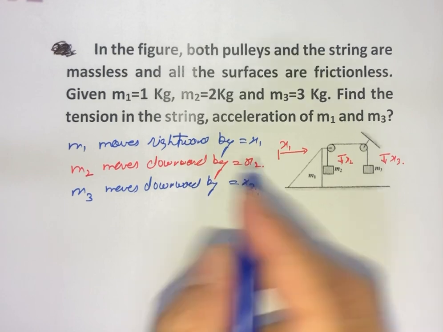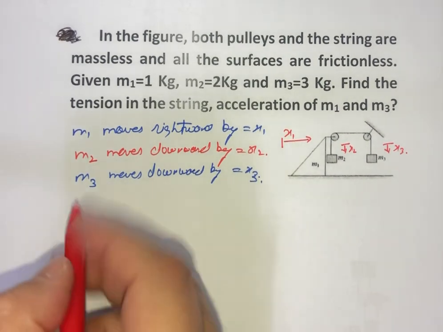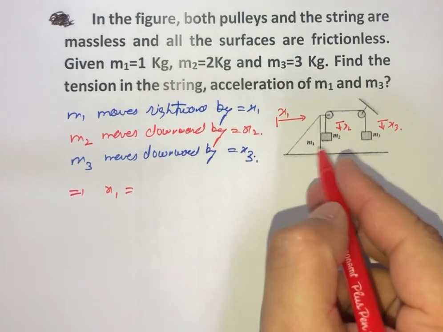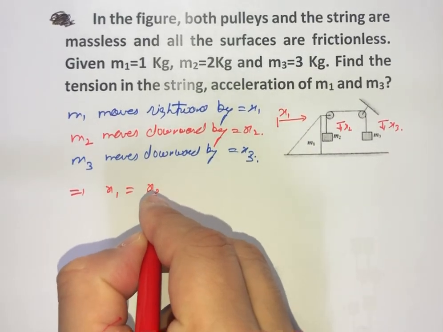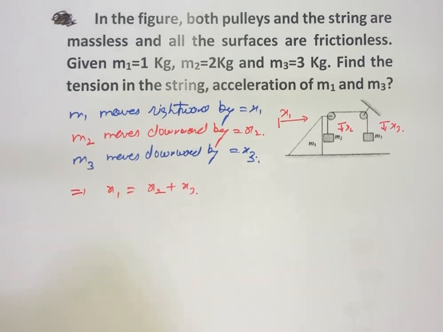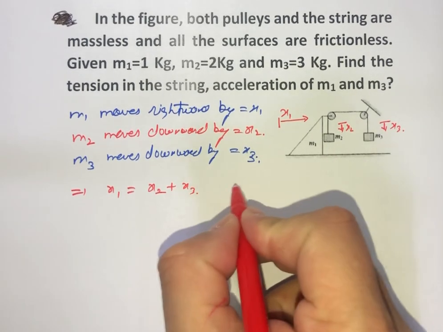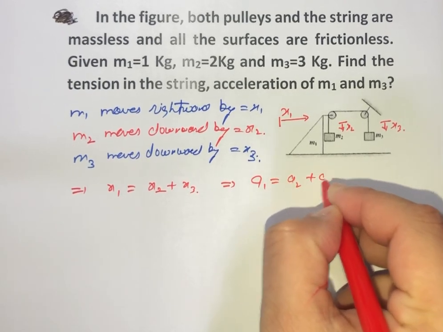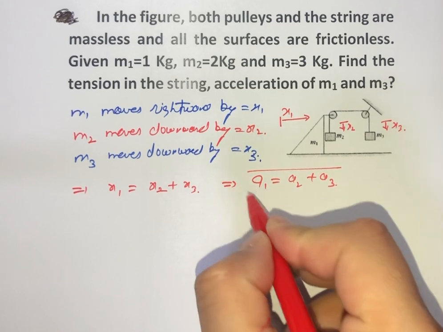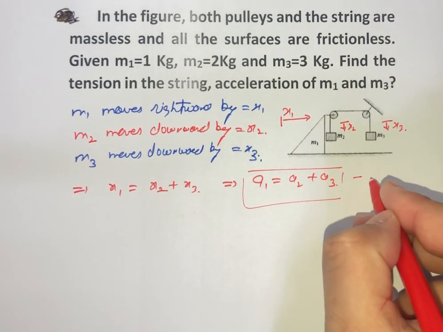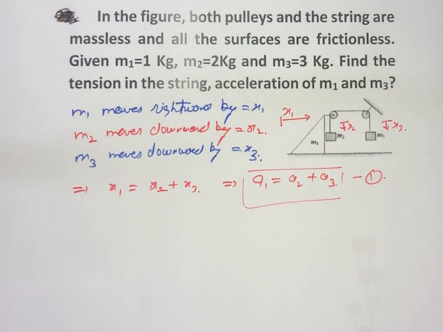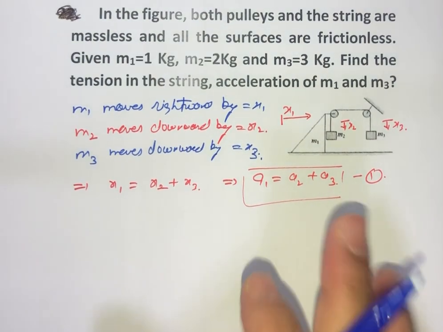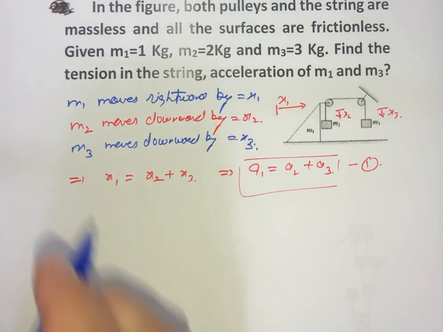So therefore we can say that x1 will be equal to x2 plus x3, and from here we can say that a1 is equal to a2 plus a3 by taking the double derivative of this equation. Let us call this equation number 1. So let's draw the free body diagram for our M1, then M2 and then M3.